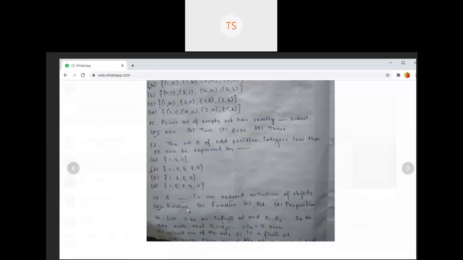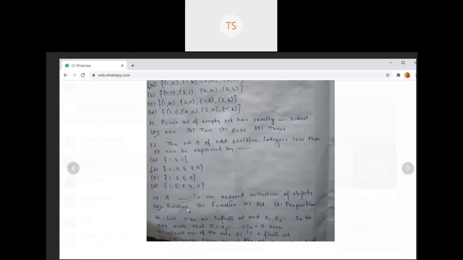In a relation, does order matter or not? It matters. Yes, because (1, 2) in a relation is different from (2, 1). So that's why option A is the correct option. An ordered collection of objects.